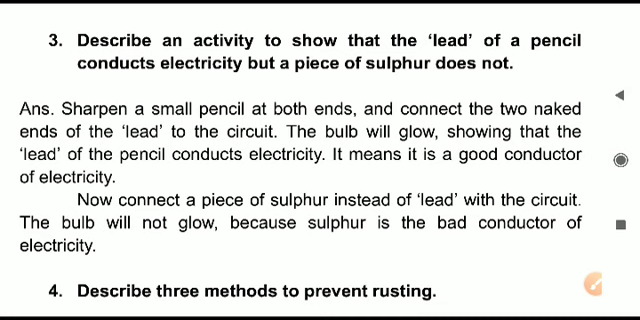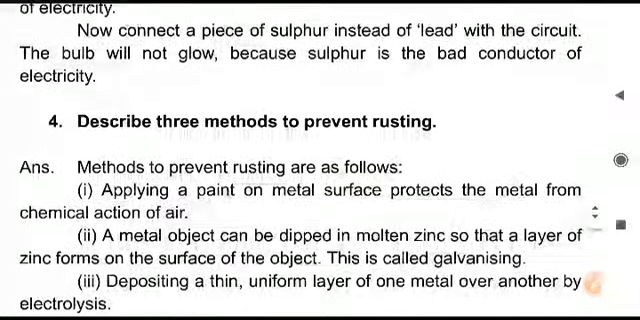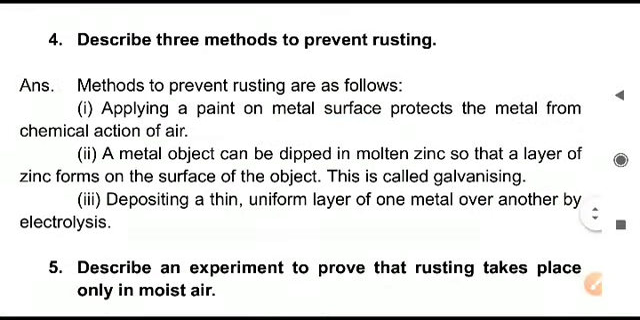So that is how by this activity we prove that the lead of the pencil conducts electricity, but a piece of sulfur does not conduct electricity. That is all for this answer 3. We'll move to question number 4. Describe 3 methods to prevent rusting. The answer: methods to prevent rusting are, first point, applying paint on the metal surface.